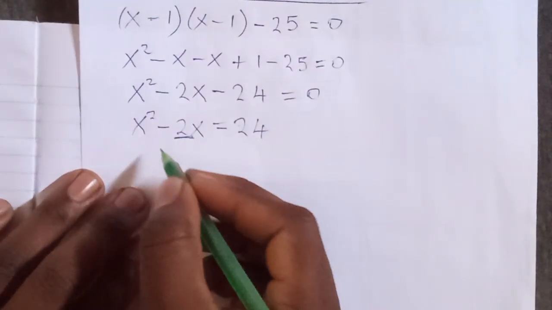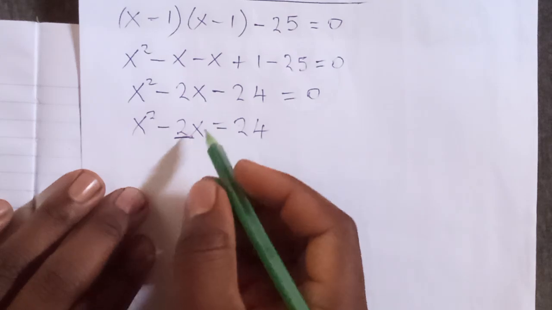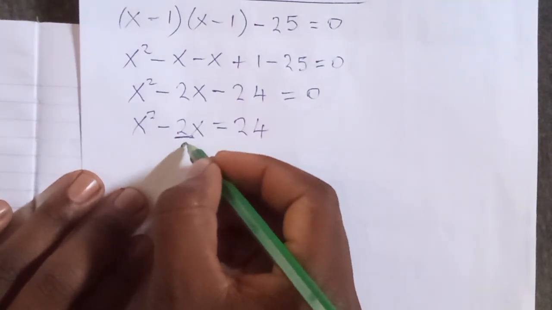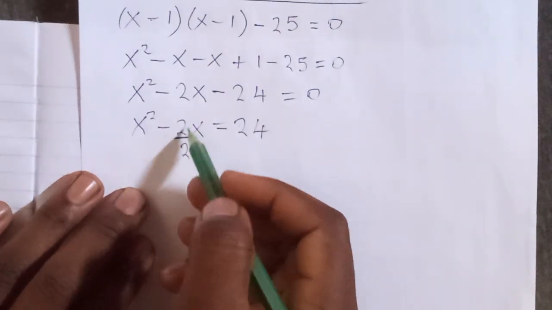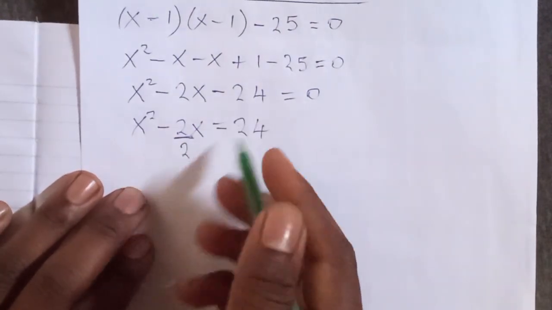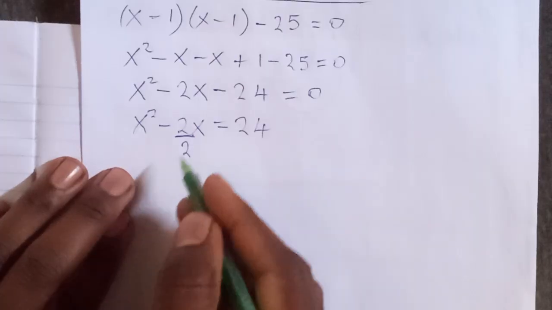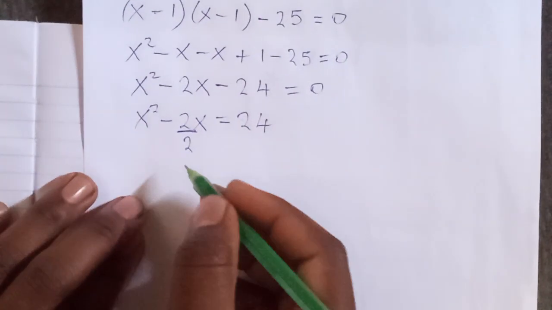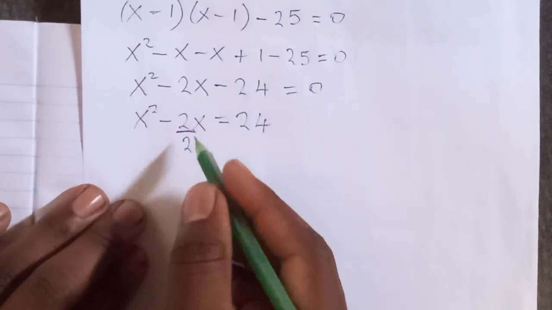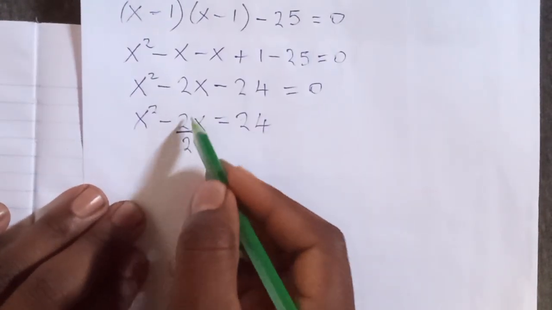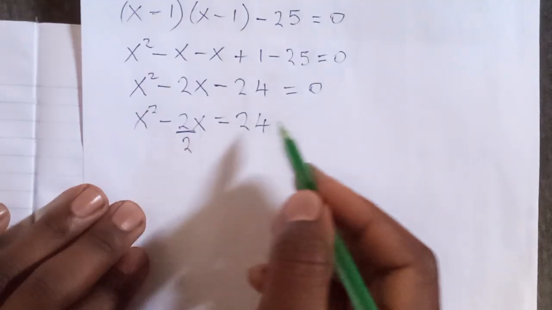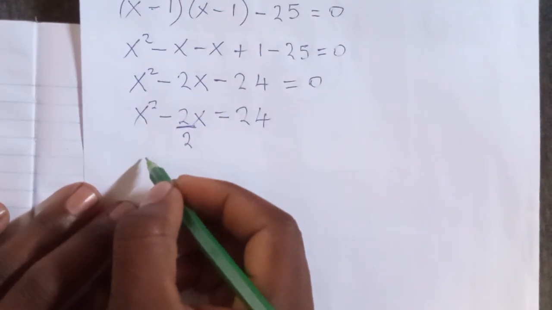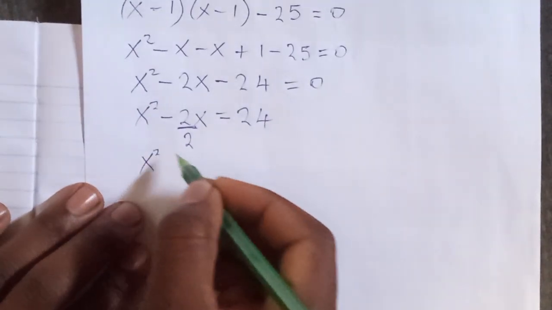So now we get half of this coefficient. To get half of this coefficient, we do it over 2. Any number that is here, you just divide by 2. That's when you can get half of it. So after getting the half of this number, you square it and do the same with this side.